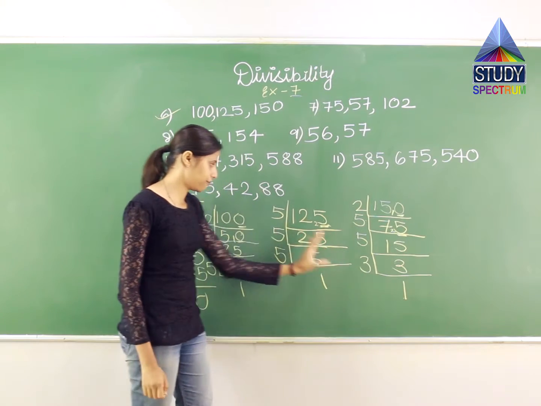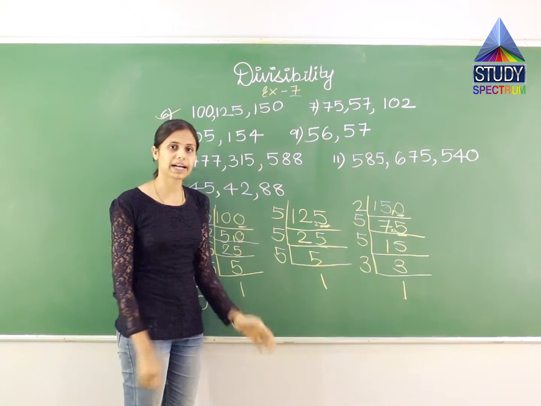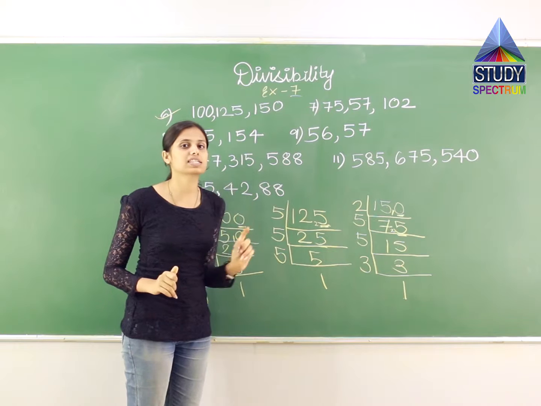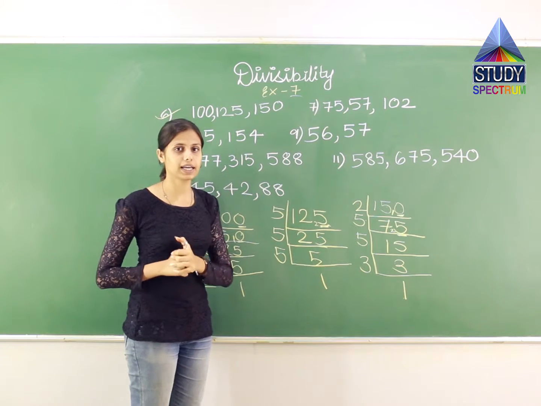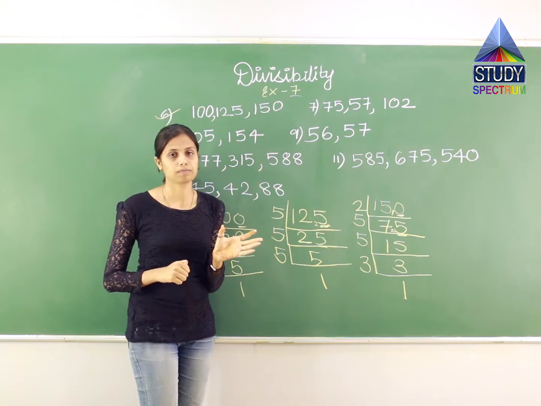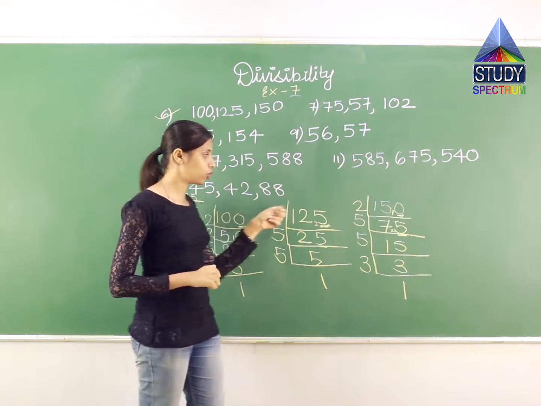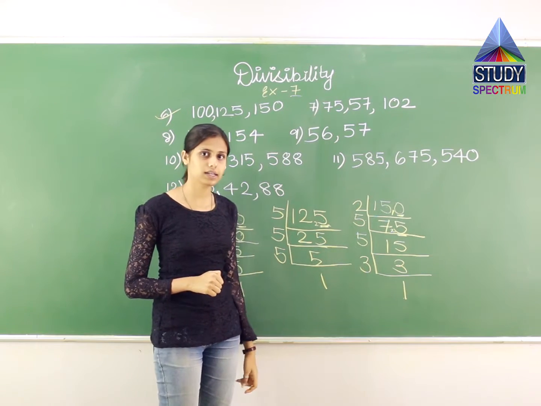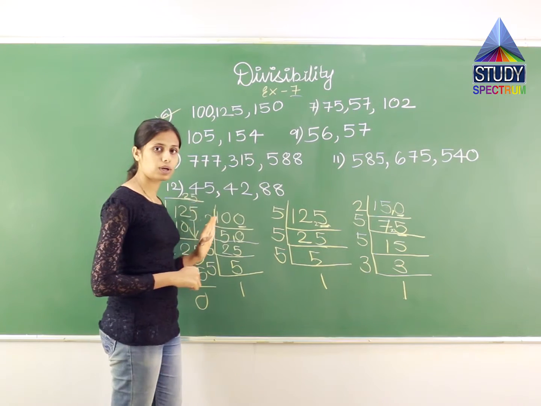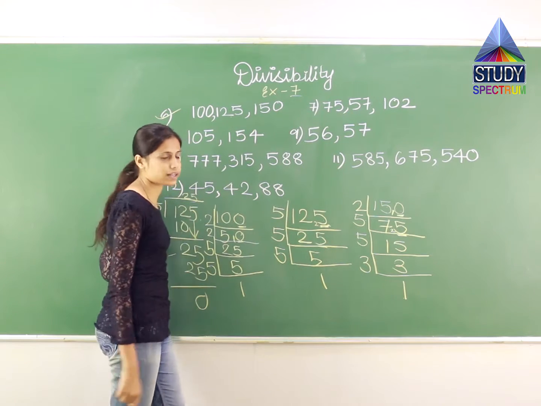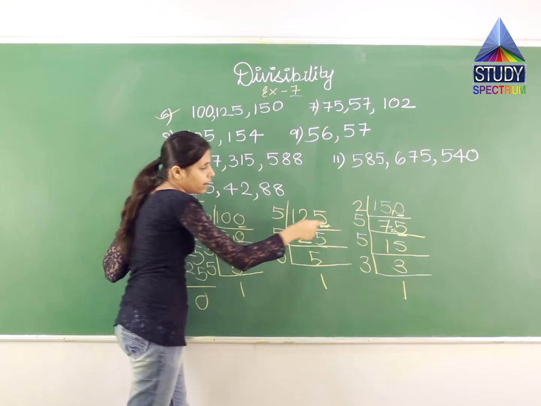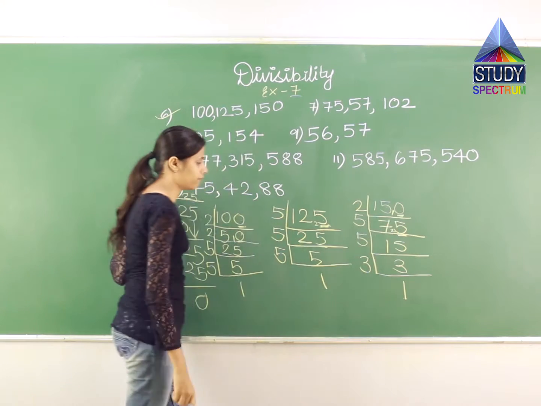But see, I have found the factors for all the 3 numbers, but I don't want their factors. I want GCD. What is the meaning of GCD? Greatest common factor. Common means what? इन तीनों नंबर में वो फैक्टर होना चाहिए, right? So common means तीनों में होना चाहिए. So let us see what are the common factors in all the 3 numbers, that is 100, 125 and 150.